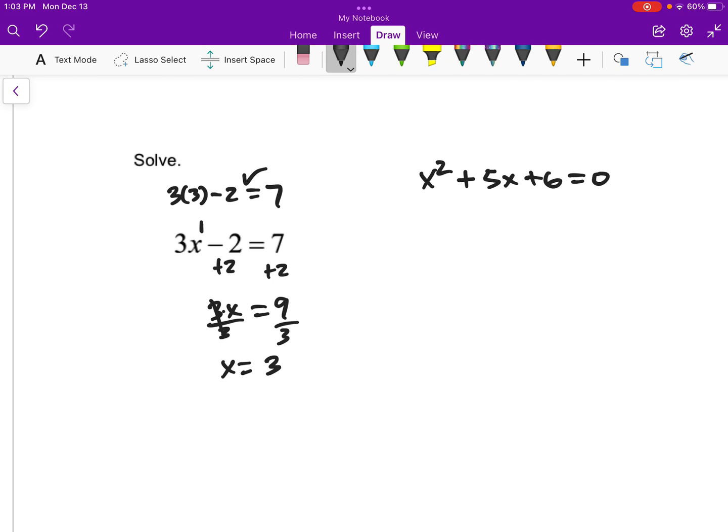We can't solve this the same way, and the reason is because I have an x squared here and an x here, so there's no way for me to get x by itself, like over here. The problem is, if I get that x squared by itself, I'm going to have that other x in there. So we can't solve this the same way we've solved other equations. We've got to look at some different strategies, and that's what we're going to do today. We're going to talk about one strategy for solving quadratics.